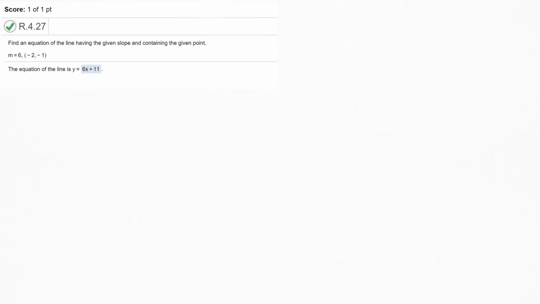In this question, we're asked to find the equation of a line, and they give us the slope and a point on that line to start with. So they tell us that our slope, our m, is 6, and the point on that line is -2, -1. And what we're trying to do is, of course, create this equation in a y equals mx plus b format.